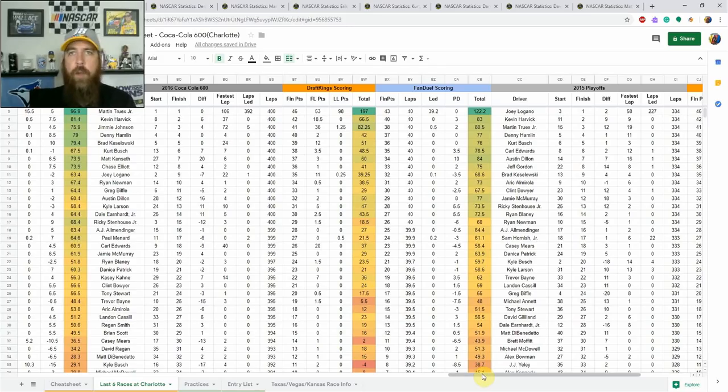We're definitely going to be looking for that one dominator, probably two or three, with the stage breaks and it being such a long race. I think we're going to see somewhere in the 5 to 7 drivers lead 10 or more laps, which we have seen, which has been a trend in those Kansas, Texas, and Las Vegas races as well.